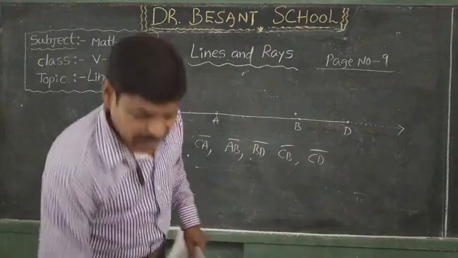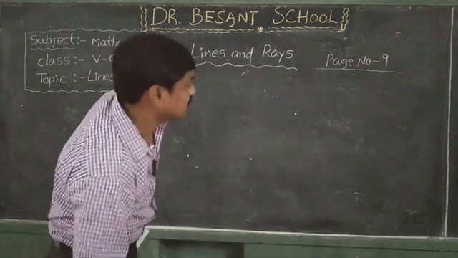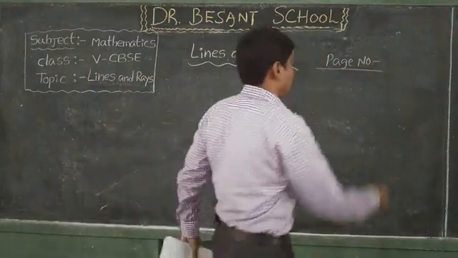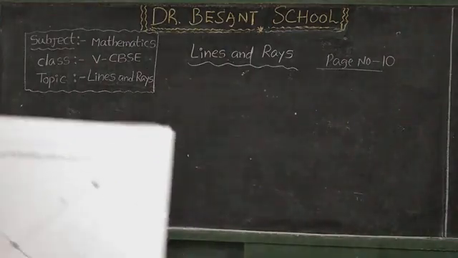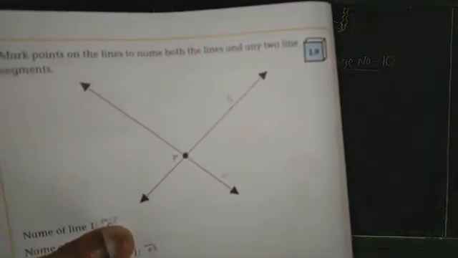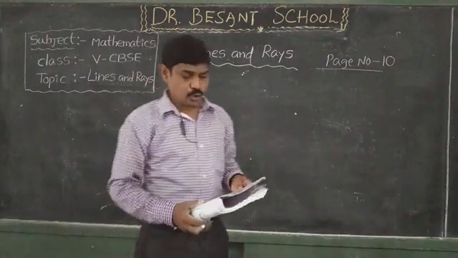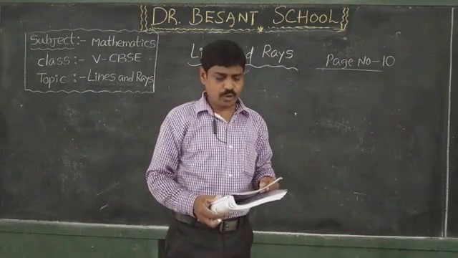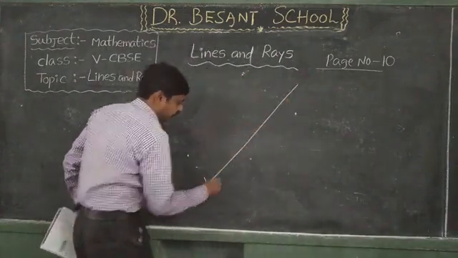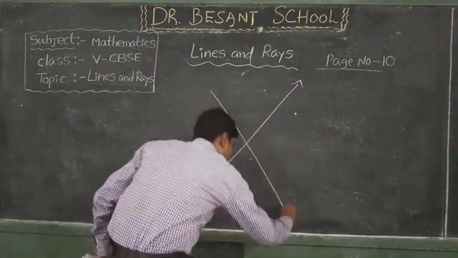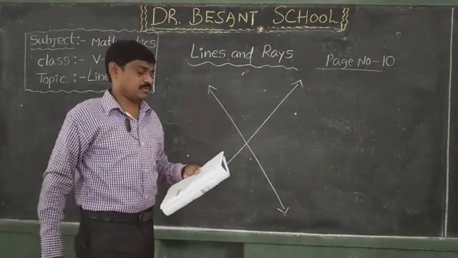Open page number 10. Once you see this diagram: mark points on the lines to name both the lines and any two line segments. Suppose this is one line, and this is another line. Mark points on the lines.